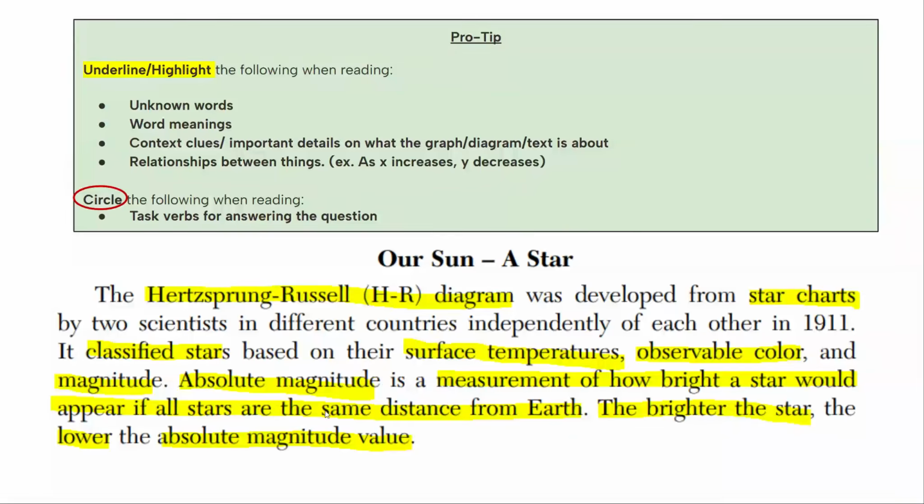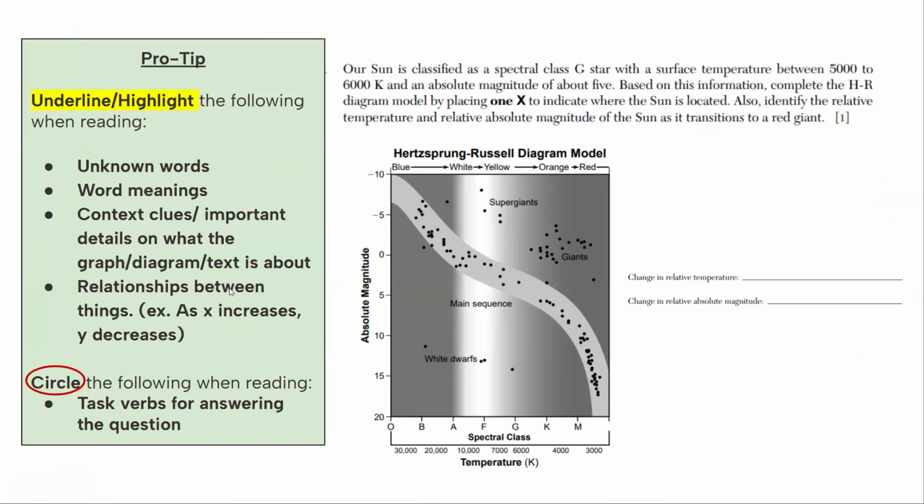So lots of information here. It's less overwhelming if you highlight this. So, say I want to go back to this and I don't want to read the whole thing. I just want to get a gist of what this is about. Now, if I look at the highlights, look, the HR diagram, it's about star charts. It classifies stars based on surface temperature, observable color, and magnitude. Absolute magnitude is a measurement of how bright a star would appear, and the brighter the star is, the lower the absolute magnitude value. I already have a summary of this just by highlighting or underlining.